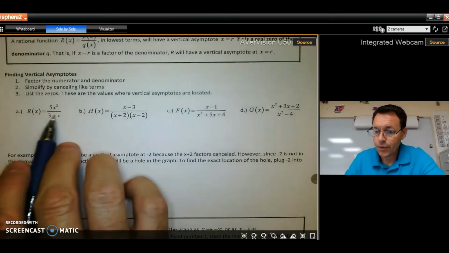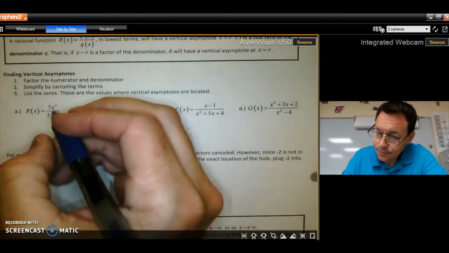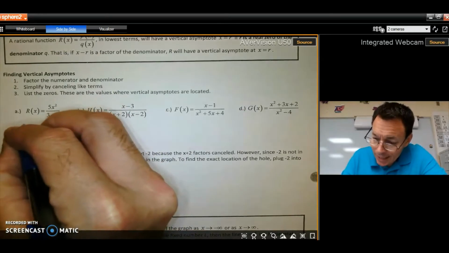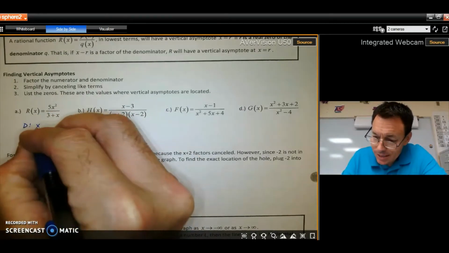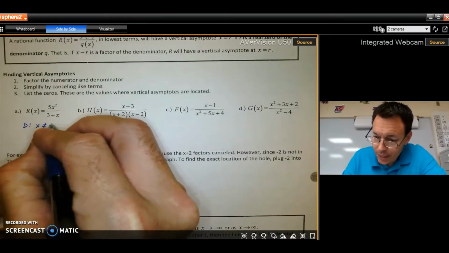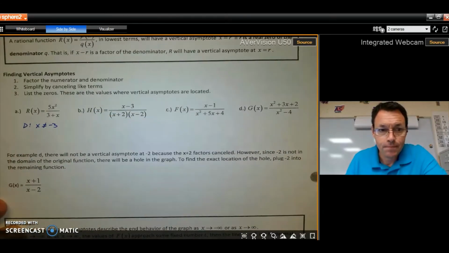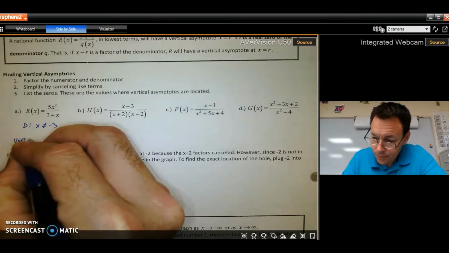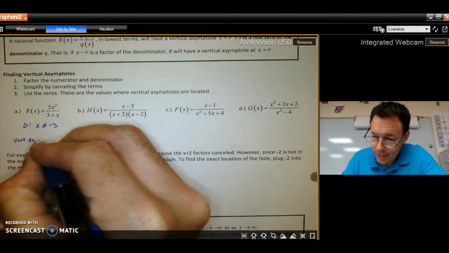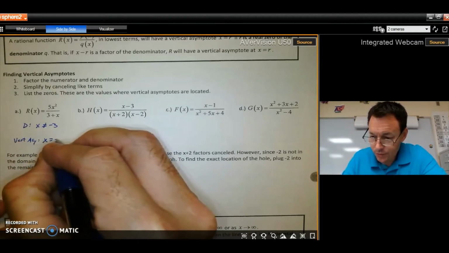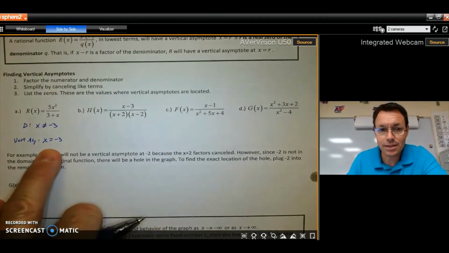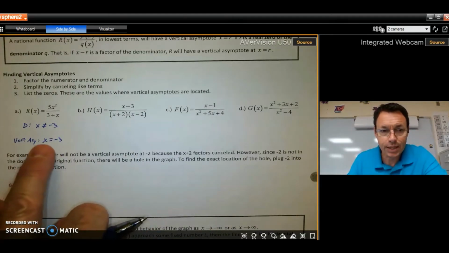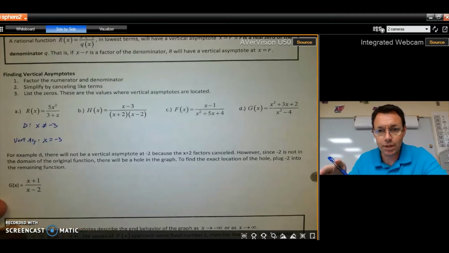Okay, so looking at this problem right here, the domain would be x cannot equal -3, right? So that means I'm going to have a vertical asymptote at x equals -3. So that is an equation of a vertical line. So x equals -3 is going to be my vertical asymptote, and this is where my graph is going to come towards and then turn and head away from.